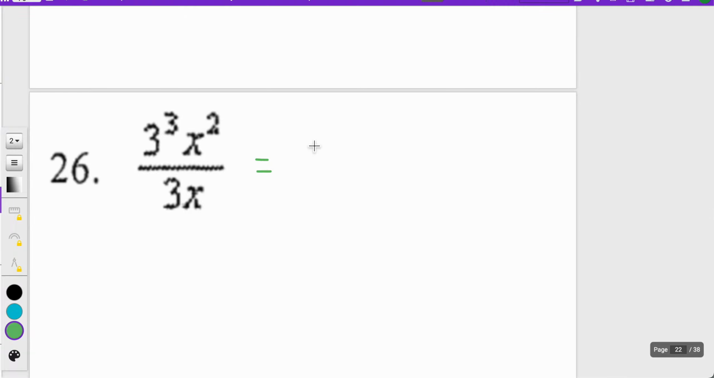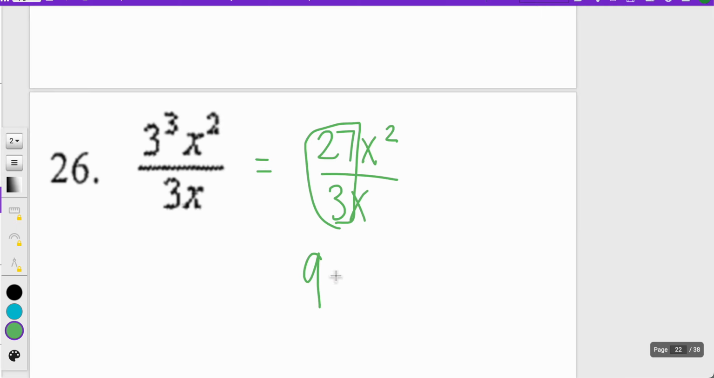Here, 3 to the 3rd is 27, x squared over 3x. Take care of your numbers. 27 divided by 3 is 9. Then subtract your exponents. 2 minus 1 is just 1. So we get 9x.